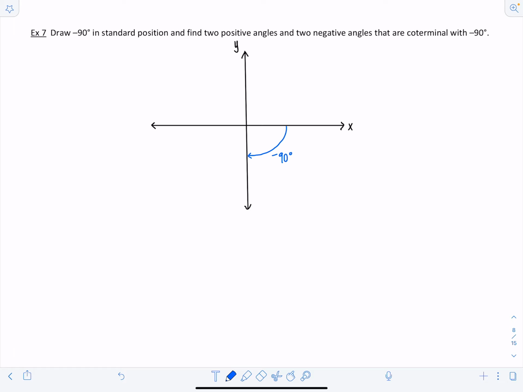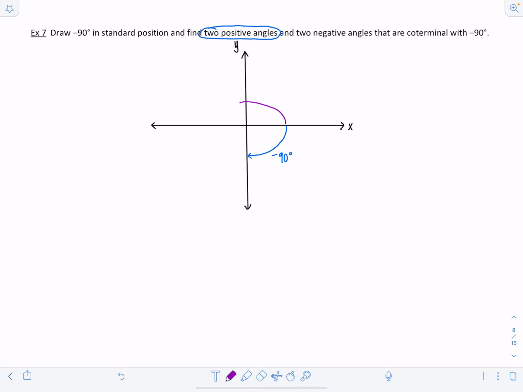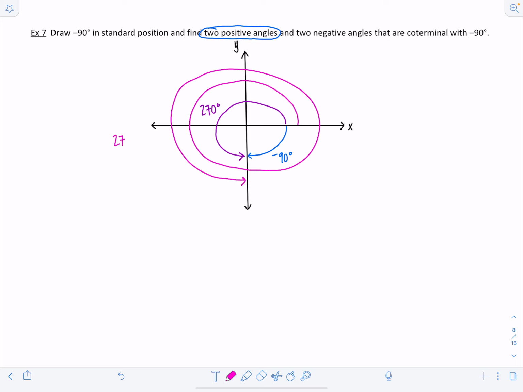Great. Now they want me to find two positive angles, I'll worry about the other part in a second, that are coterminal with negative 90. So positive angles would be swept out in the counterclockwise direction. So here's one angle, and that angle has measure 270 degrees. Now, how would I get one more? Well, I could go the same 270 and then go around one more time. So this angle is 270 plus 360 degrees, which is 630 degrees. So two positive angles that are coterminal with negative 90 are 270 degrees and 630 degrees. They only asked for 2, but if I needed more, I could just keep adding 360 as many times as my heart desires.